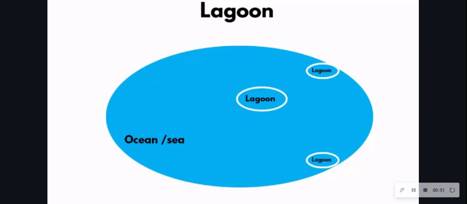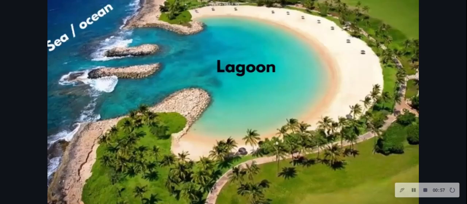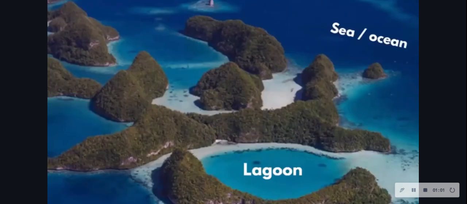Now, the key point to remember is that this shallow body of water should be nearer to a sea or an ocean, because the water of a lagoon has to come from a sea or an ocean. Otherwise, a simple lake can also be called a lagoon. And if a lake is nearer to a sea or ocean, and somehow that lake gets water from the nearby sea or ocean, then we call it a lagoon.